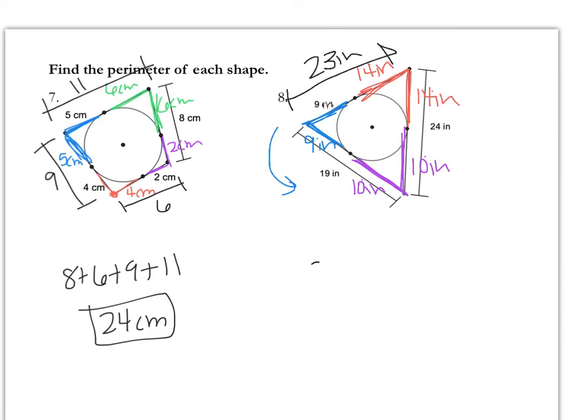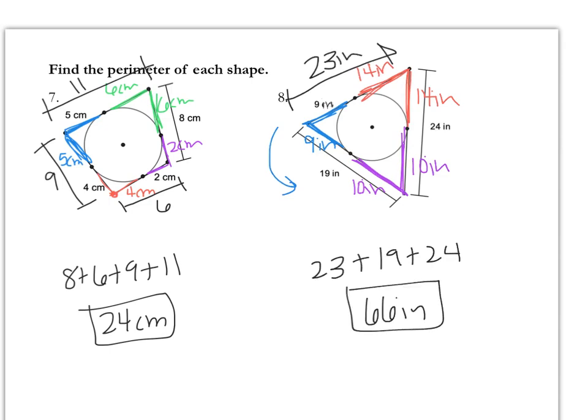So then the whole section here ends up being 23 inches. And then to find the perimeter, we just add the big numbers, 23 plus 19 plus 24, and we get 66 inches.